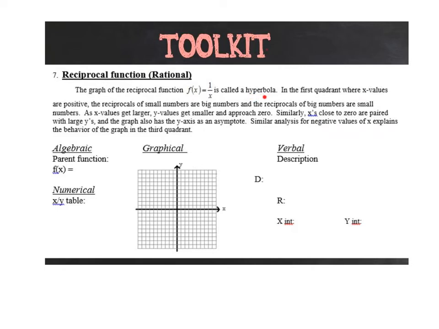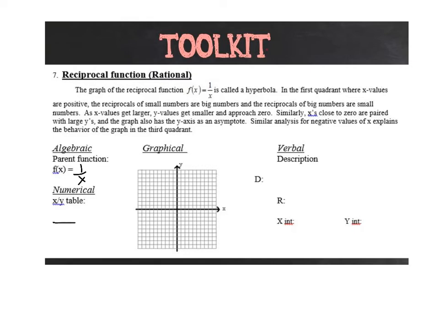Now, you did hyperbolas in college algebra. This is a little bit different looking hyperbola. Do you remember what y equals 1 over x looks like? Let's give it a shot. All right. The parent function is f of x equals 1 over x.